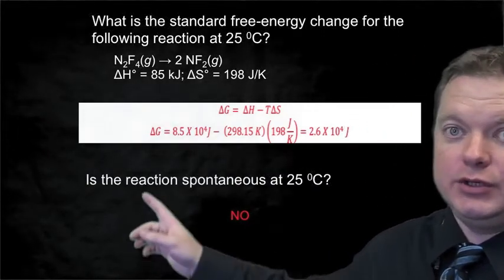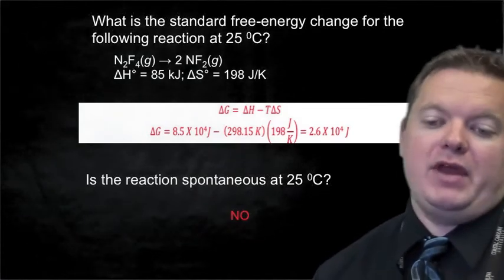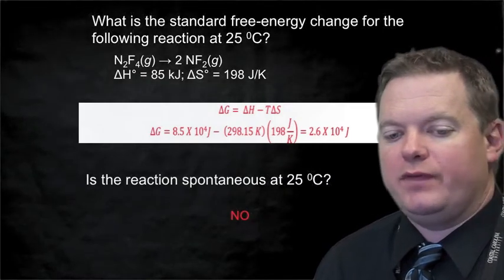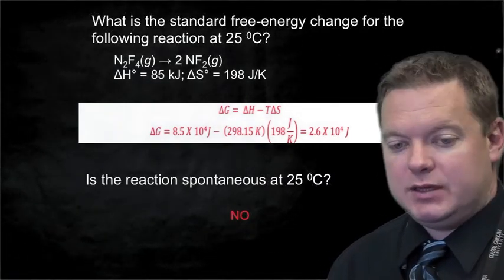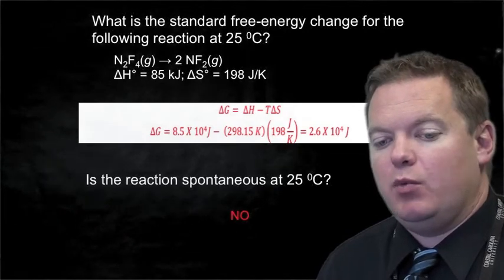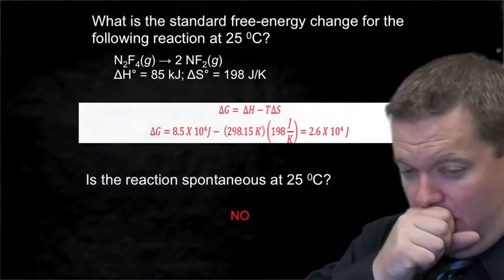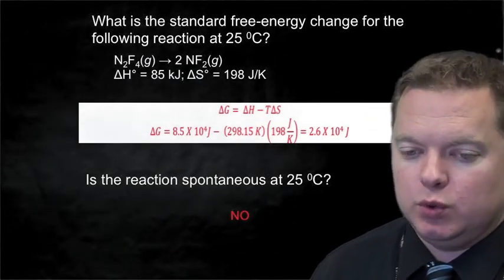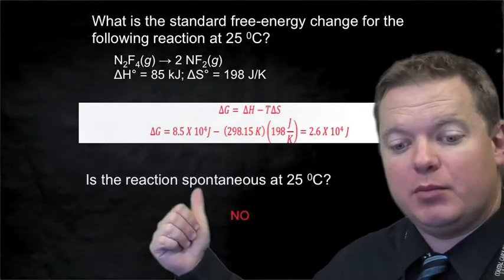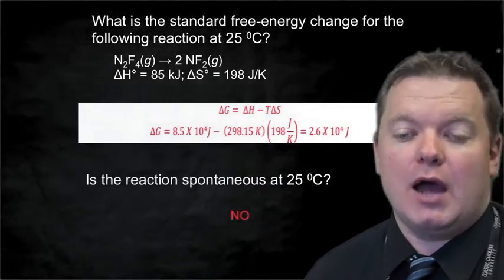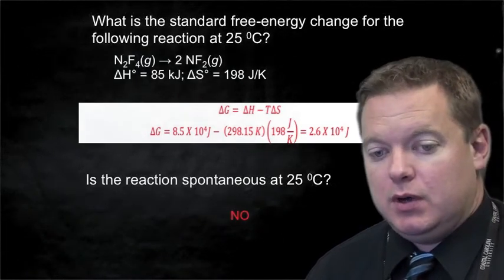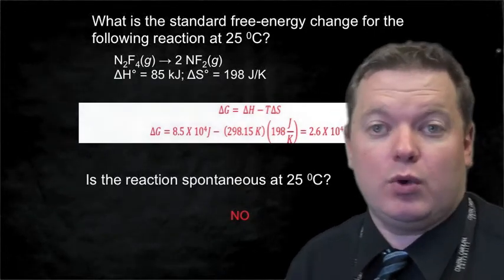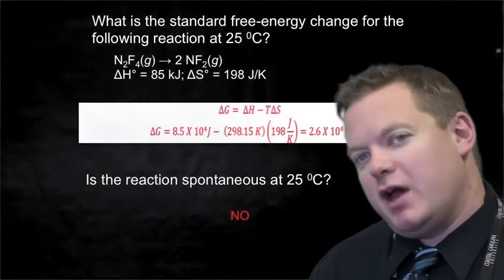Then we can calculate the delta G here as being, again, we have to have them in the same units. So let's convert the delta H to joules. So we have 8.5 times 10 to the 4th joules minus the temperature, which is 298.15 K, times the entropy, 198, which gives us a value of 2.6 times 10 to the 4th joules. A positive number, which means that this reaction is not spontaneous at this temperature. Because they're both positive, we could calculate a temperature where it could be spontaneous, but we'll save that for later.